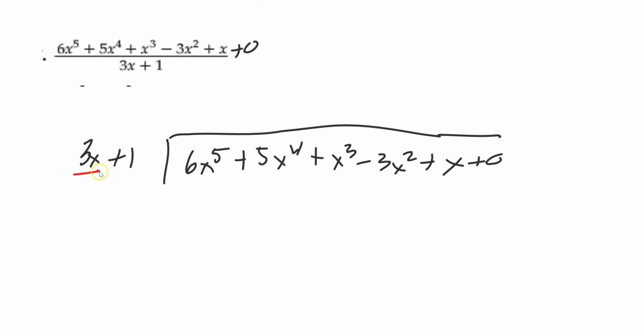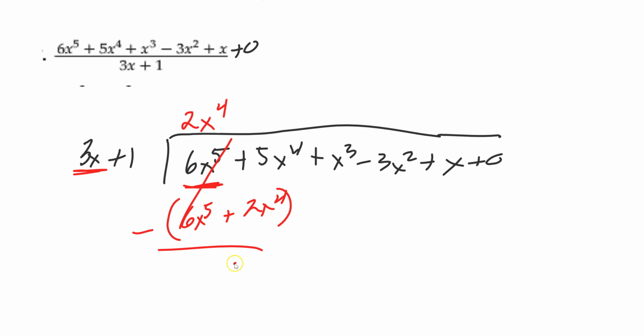We're going to go, okay, how many times does 3x go into 6x to the 5th? Well, I need to multiply by 2x, and I'm missing 4x's. Multiply this by both of them. 2x times 3x is 6x to the 5th. 2x times 1 is 2x to the 4th. Subtract. Gone. 5 minus 2 is 3x to the 4th. Bring down the next term. And we're going to repeat the process.